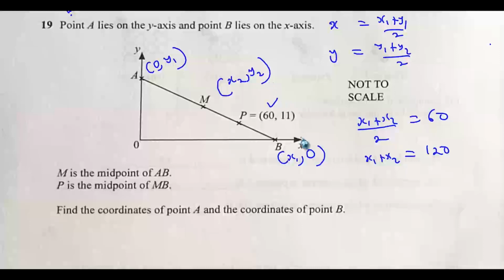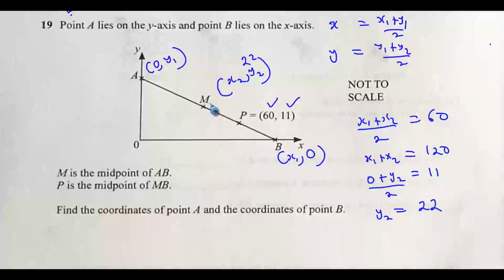And the same thing for the y coordinates. Here, y1, that is 0, you have 0 plus y2, divided by 2, and that should give you 11. Then you can simplify this further. 0 add y2 will be y2 equals 2 times 11, that is 22. So that means you're going to have 22 here. As easy as that.